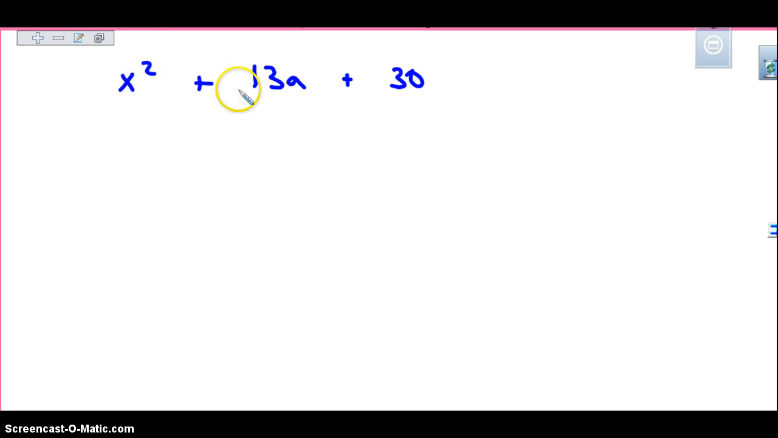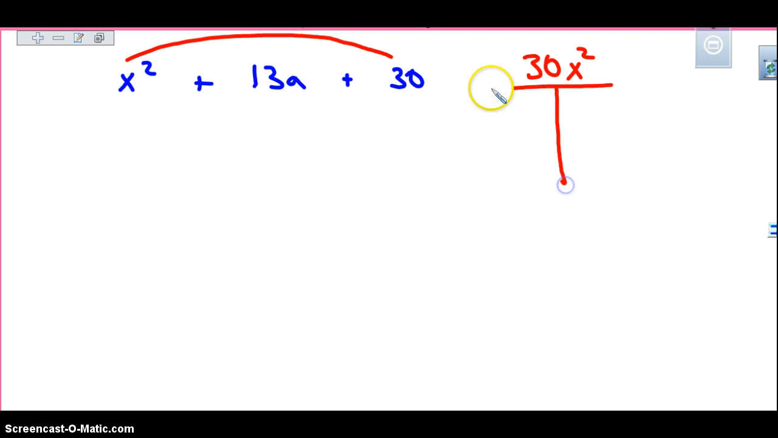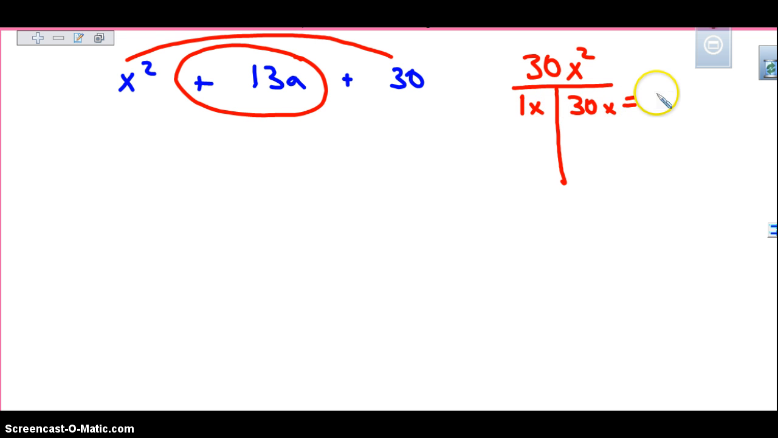Factor x squared plus 13x plus 30. Going to multiply the first and the third term, and we get 30x squared. We're going to find factors of 30x squared that add up to 13x. So 1x times 30x. This adds up to what? 31x. Can we use these factors? No.